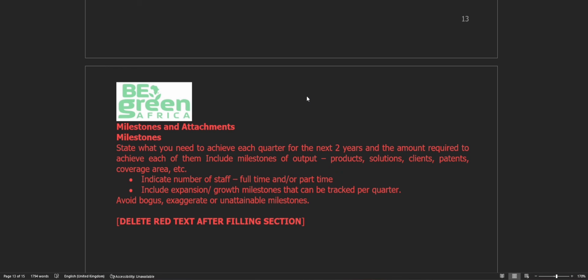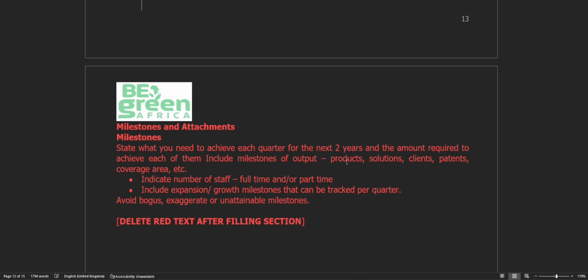Milestones and attachments. When we are talking about milestones, your milestones should be for the next 2 years. And within these 2 years, they want to see you breaking down this milestone in quarters. The first quarter, that means 8 quarters. So the first quarter, this is what you intend to achieve. Assuming that you've received the grant, what do you hope to achieve?